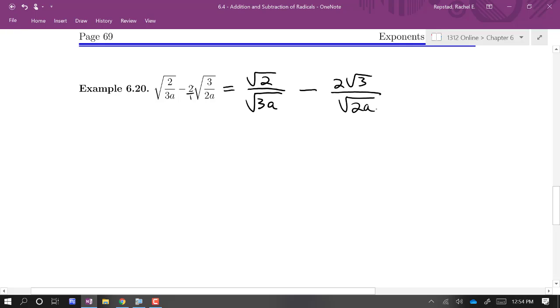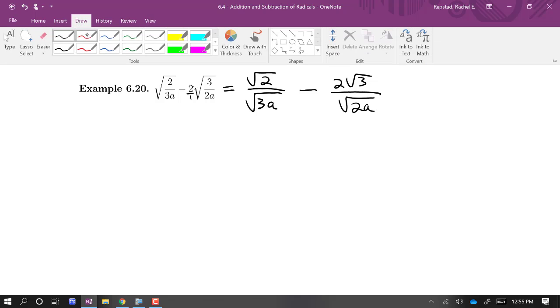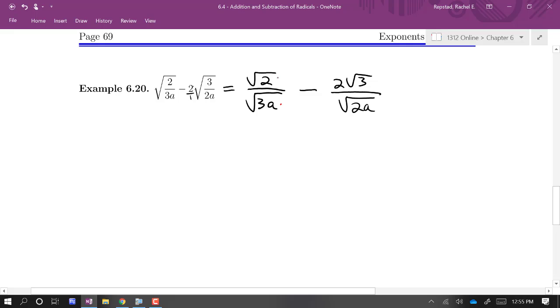Now I've got two tasks ahead of me. I've got to rationalize the denominator and get a common denominator so I can do the subtraction. And I think you could probably do it in either order. I find it easier to rationalize denominators first. So I'm going to multiply the top and bottom of the first fraction by the square root of 3a. That's what will rationalize there. And in the second fraction, I'm going to multiply the top and the bottom by the square root of 2a, because that's what will rationalize that denominator.